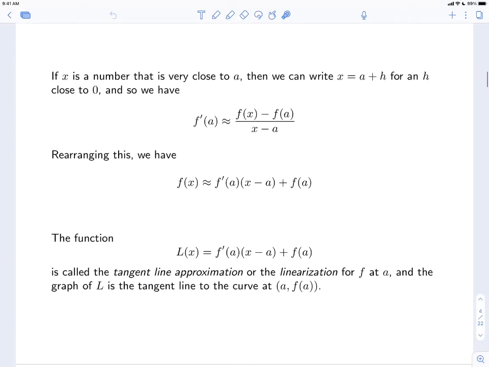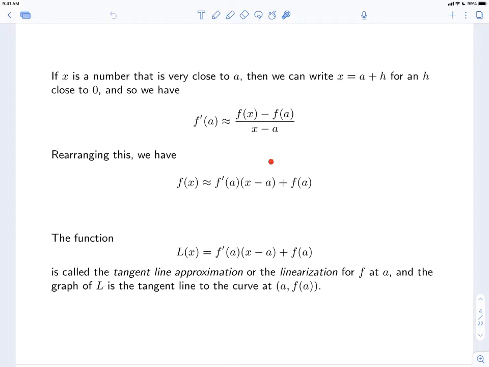If x is a number that is very close to a, then we can write x as a plus h for some number h close to 0. And then we have that f prime of a is approximately equal to f at x minus f at a over x minus a. And indeed, the limit of this difference quotient is f prime of a as x goes to a. If we rearrange this expression, basically solving for f at x, then we have that f at x is approximately equal to f prime at a times x minus a plus f at a. And this approximation gets better and better the closer x is to a.